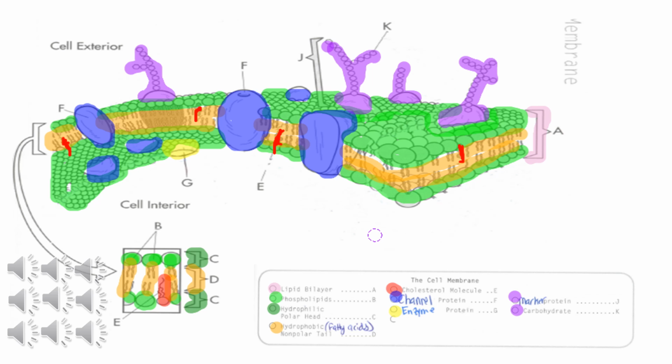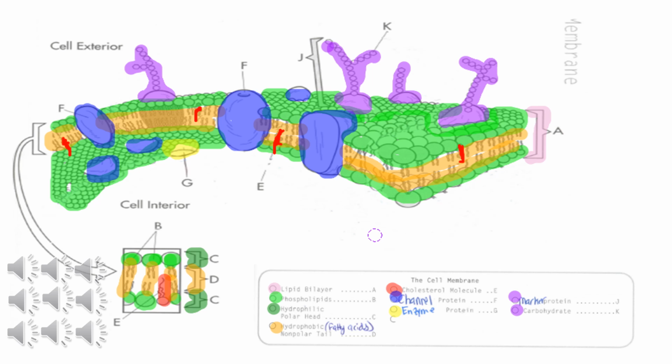Now we're going to color the fatty acids, or the hydrophobic part of the phospholipid. You can color the entire middle portion between your phosphate groups that you colored green. You can color all of that portion orange to indicate that that's where the fatty acids are, as well as on the inset in the very bottom corner.